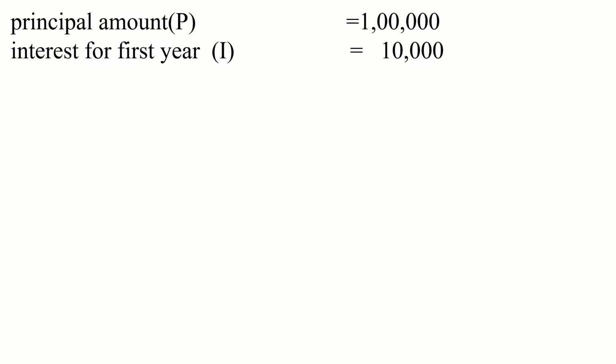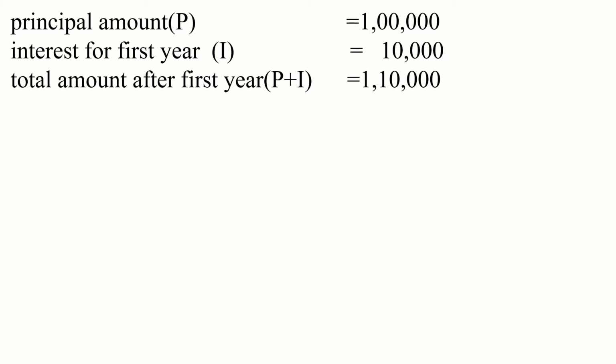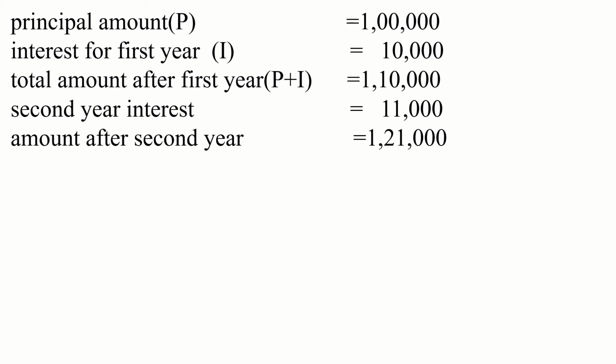So the principal amount is 1 lakh. For the first year, we get 10,000 rupees interest. So the total amount after the first year is 1 lakh 10,000. In compound interest, interest is calculated on 1 lakh 10,000, not 1 lakh. Remember that point. The second year interest is 11,000, so the total amount is 1 lakh 21,000. In the third year, the interest is calculated on 1 lakh 21,000.